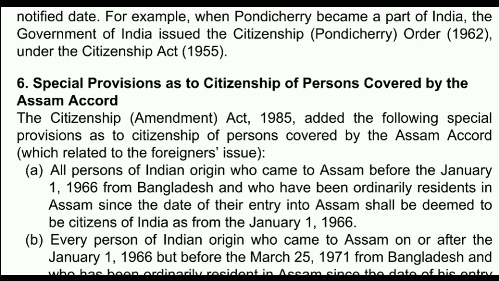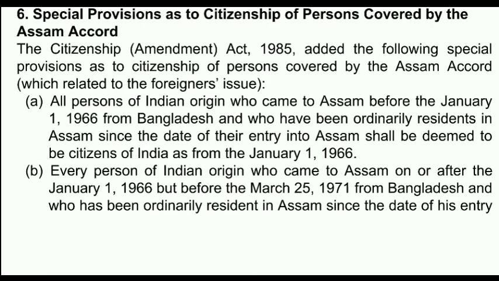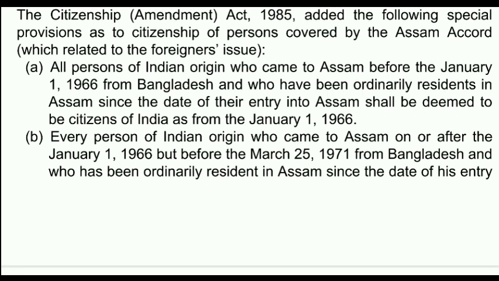Number 6. Special provisions as to citizenship of persons covered by the Assam Accord. The Citizenship Amendment Act 1985 added the following special provisions as to citizenship of persons covered by the Assam Accord, which related to the foreigners issue. Number 1. All persons of Indian origin who came to Assam before January 1, 1966 from Bangladesh, and who have been ordinarily resident in Assam since the date of their entry into Assam, shall be deemed to be citizens of India as from January 1, 1966.